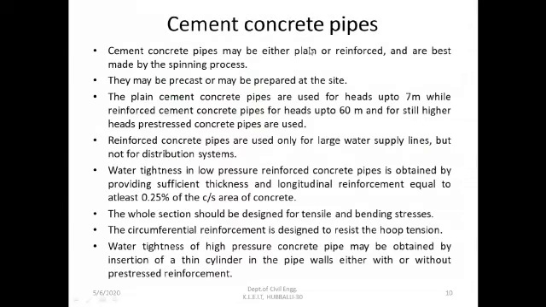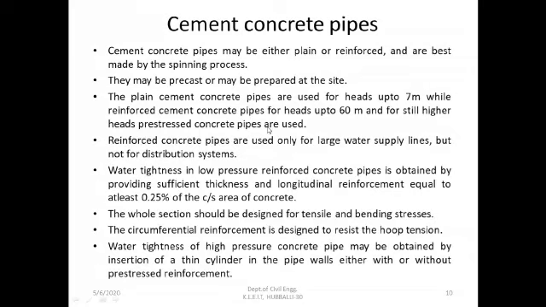Coming to cement concrete pipes. Cement concrete pipes may be either plain or reinforced and are best made by the spinning process. They may be precast or prepared at the site. There are three types: plain cement concrete pipes, which are used for heads up to 7 meters, reinforced cement concrete pipes, which are used for heads up to 60 meters, and for still higher heads, pre-stressed concrete pipes are used.